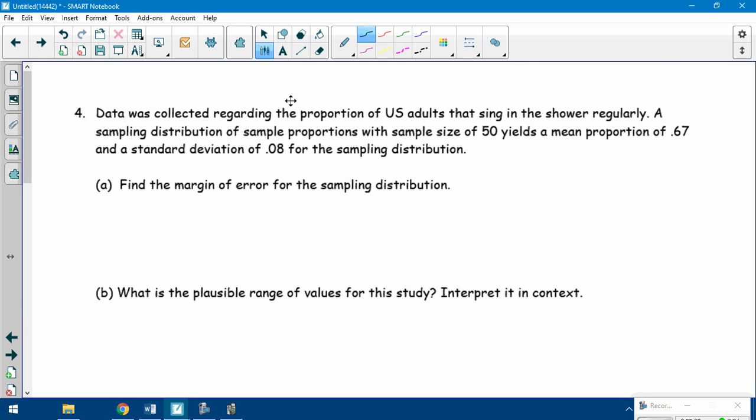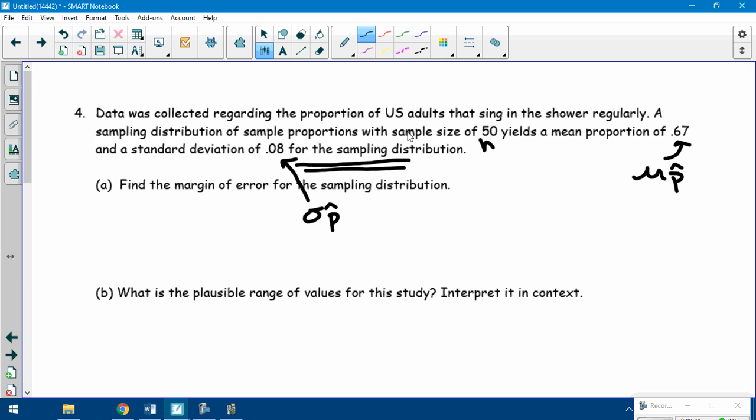Number 4, data was collected regarding the proportion of U.S. adults that sing in the shower regularly. A sampling distribution of sample proportions with sample size 50 yields a mean proportion of 0.67 and a standard deviation of 0.08 for the sampling distribution. Again, they didn't really tell you how many dots this time, but each of the sample sizes, so that's n, was 50. But it doesn't really matter how many dots there are because this is the mean proportion of the sampling distribution. So this is the mean of all the p-hats. And this standard deviation of 0.08 is the standard deviation of all the p-hats. So it's already the standard deviation of the sampling distribution.